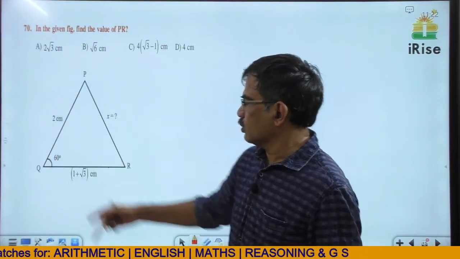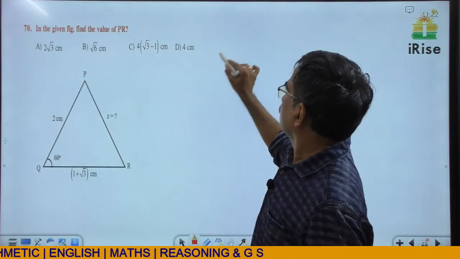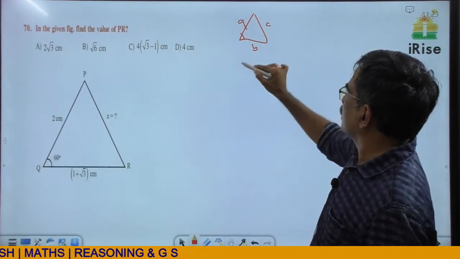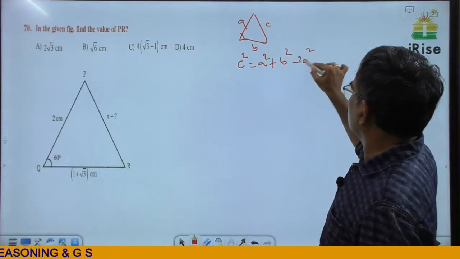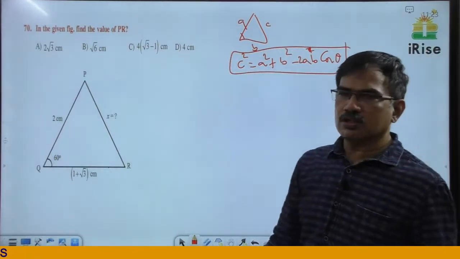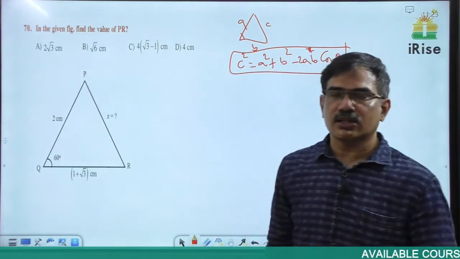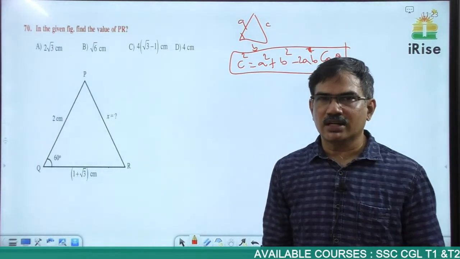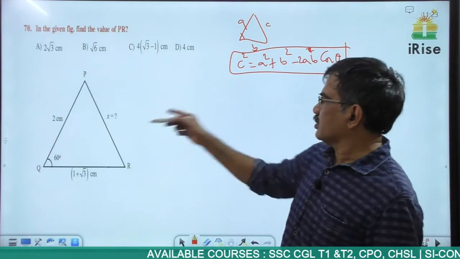If two sides and the included angle are given, for example, this is a triangle with sides a and b and the included angle is given, then we can find c square is equal to a square plus b square minus 2ab cos theta. The cosine rule is very important because if sides are known, we can find the angles also, using this cosine rule. Apply this formula to this.